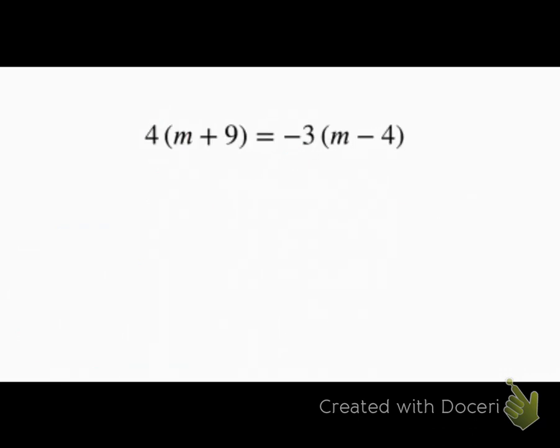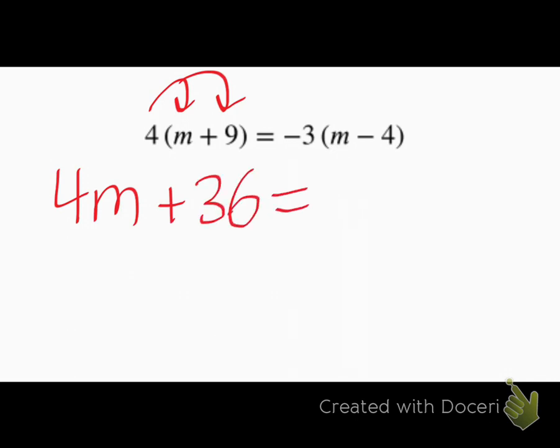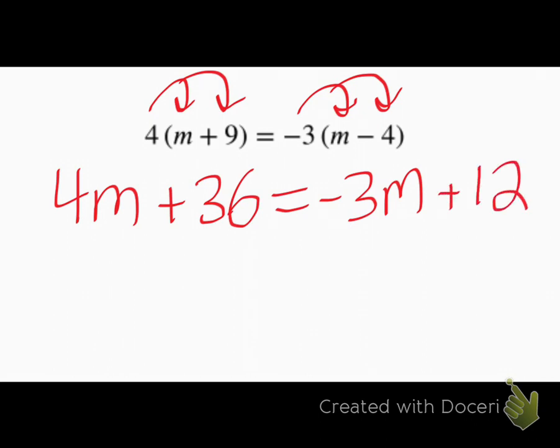Let's try this one. We've got some distribution on both sides first. So we're going to distribute first and then solve for m. I'll help you get it started. Don't forget to multiply the 4 by m and 9. A lot of students forget that second part. On the right side, a negative 3 times a negative 4 is going to turn to a positive 12. Let's see if you guys can solve it from there on your own.